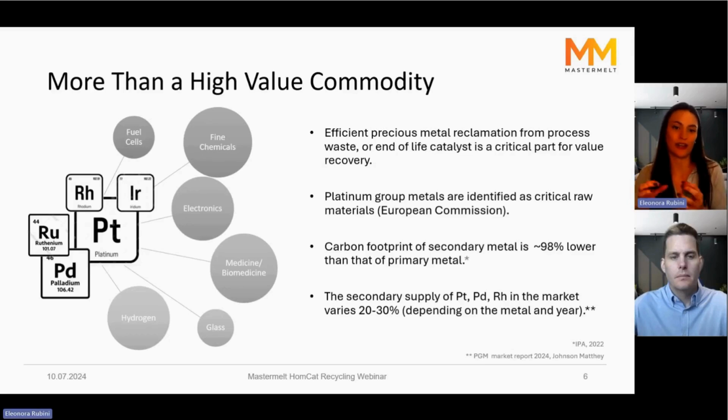This is going for recycling. This is a secondary source. And when you look at the secondary source, we do have a 98% lower carbon footprint compared to the primary metal. And this is obviously clear. It's in different characteristics, and why it's that much lower, you can already think.